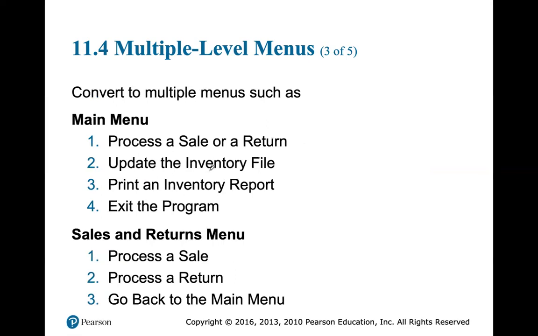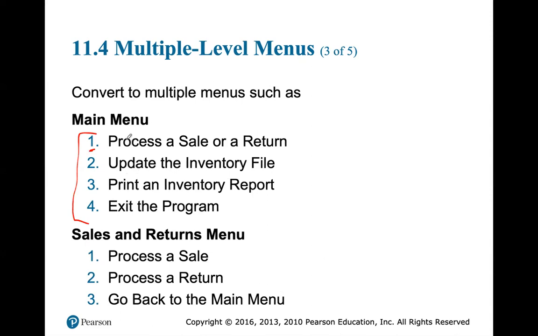Now, this is how we would convert it. The main menu will have only 4 options. These 4 options will be process a sale or a return, update the inventory file, print an inventory report, or exit the program. After that, for example, if the user presses 1, that will take you to a submenu of sales and returns, which will have process a sale, process a return, go back to the main menu.